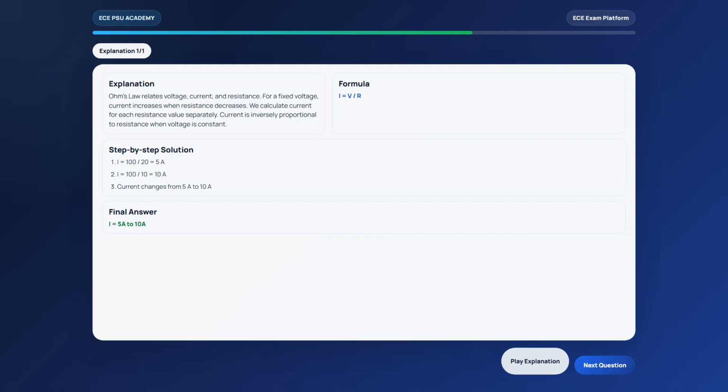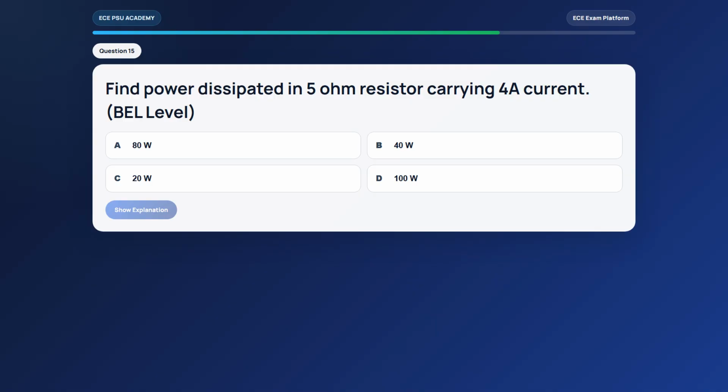Now calculate, current equals 100 divided by 20 equals 5A. Now calculate, current equals 100 divided by 10 equals 10A. Now calculate, current changes from 5A to 10A. Final answer, current changes from 5A to 10A.